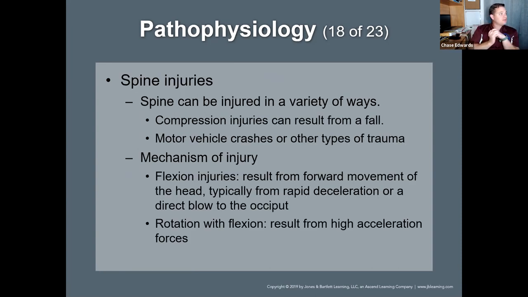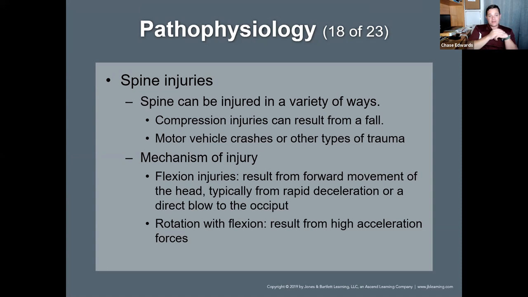All right, so spine injuries. The cervical, thoracic, and lumbar portions of the spine can be injured in a variety of different ways. You have compression injuries that can result from a fall, regardless of whether the patient landed on his or her feet, coccyx, or on top of the head. Motor vehicle crashes or other types of trauma can overextend, flex, and rotate the spine as well.